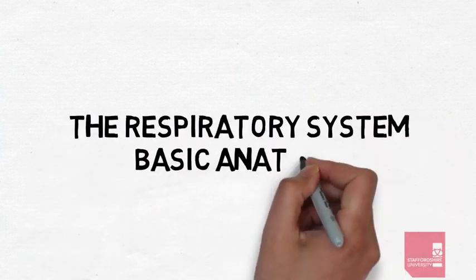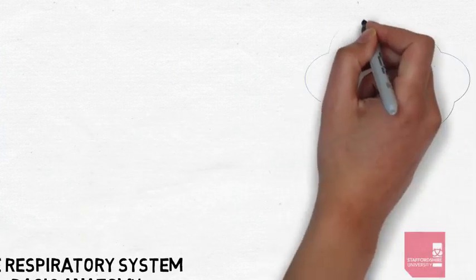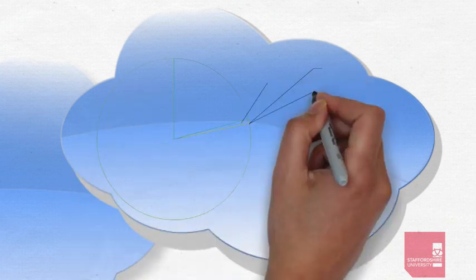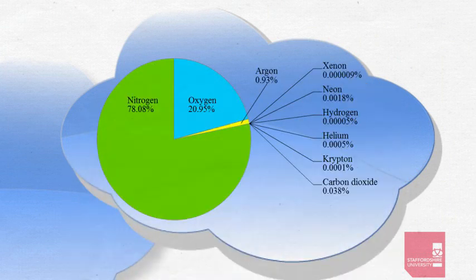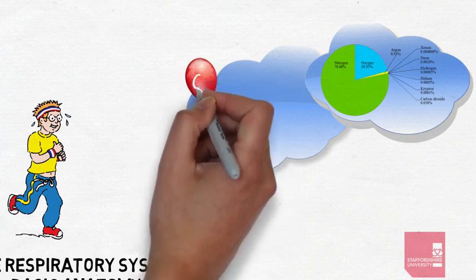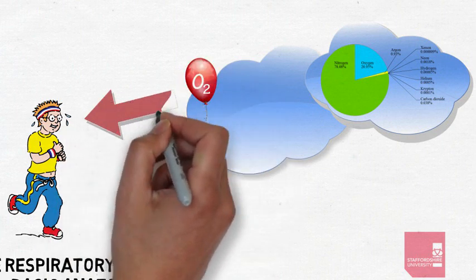The respiratory system exists to facilitate the exchange of gases between the atmospheric air and the cells of our bodies. Atmospheric air consists predominantly of nitrogen, with approximately 21% being oxygen. The remainder is made up of small amounts of inert gases, including carbon dioxide at around 0.03%. Oxygen is inhaled from the atmosphere, with carbon dioxide being exhaled.